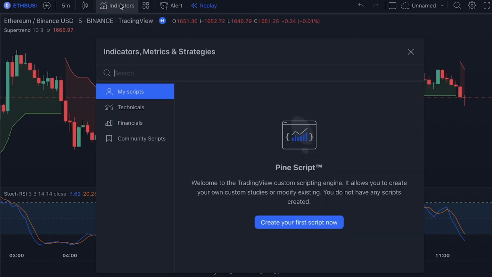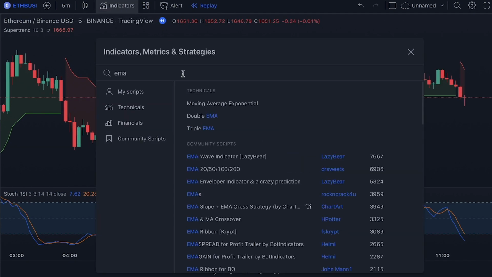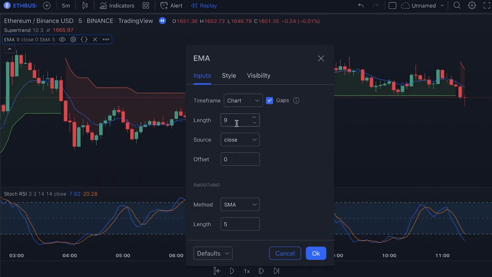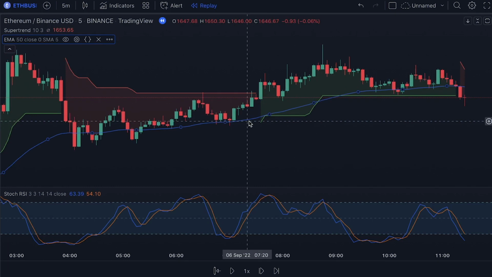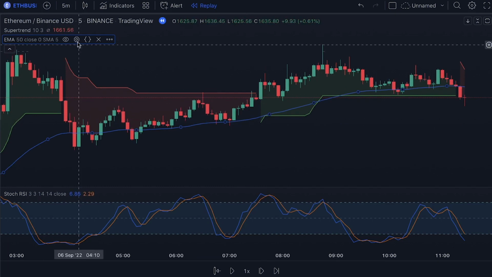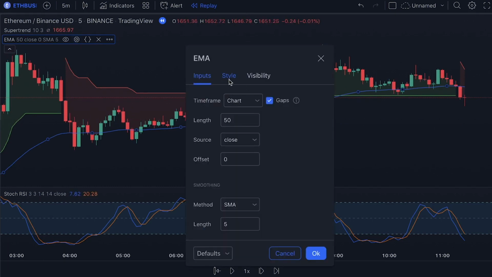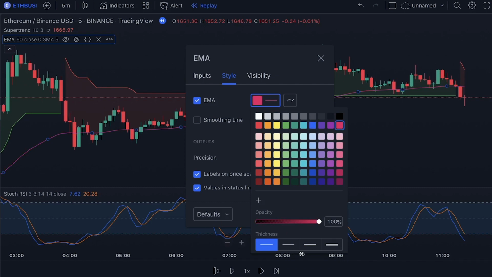And to add EMA, simply go here, type in EMA, select moving average exponential, then go to settings, and we want to select length at 50. This just means that it will show you price averaged out over a 50-day period. Click OK, and now we have our EMA in blue. To make it more visible, go to settings, style, let's make it pink, and let's make it thicker, just like this.